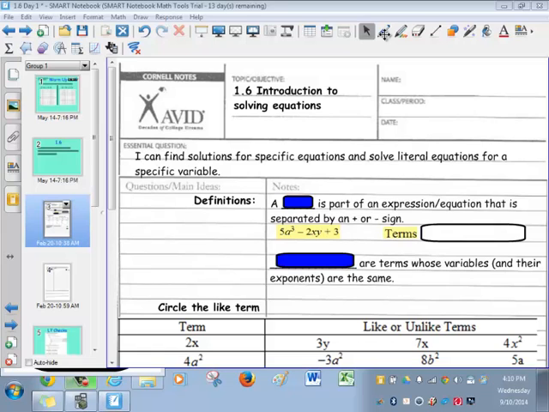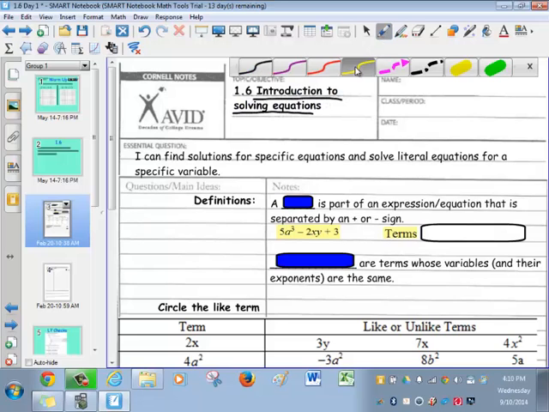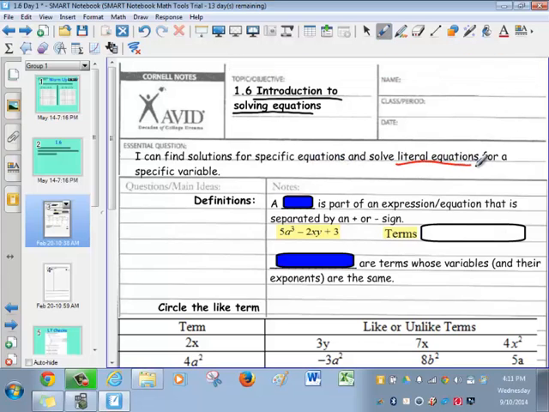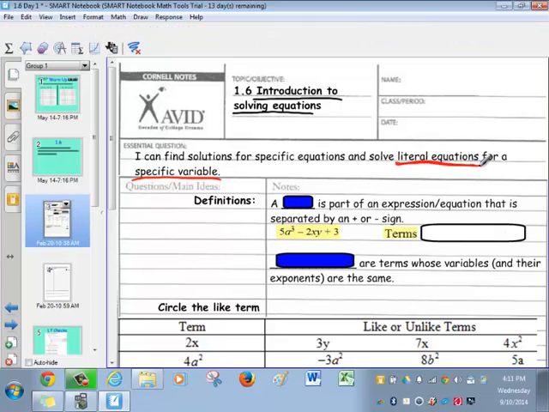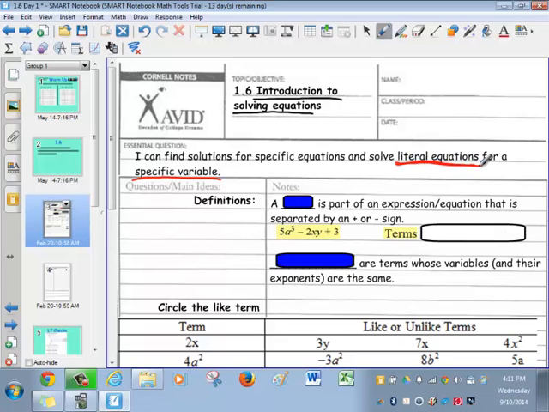Here we go. We're moving on to section 1.6, which is Introduction to Solving Equations. Your goal by the end of this one is to be able to find solutions for specific equations and solve literal equations for a specific variable. This is the one that you're not going to be happy with for a while, but you'll get better at it. You just got to practice it more, okay?